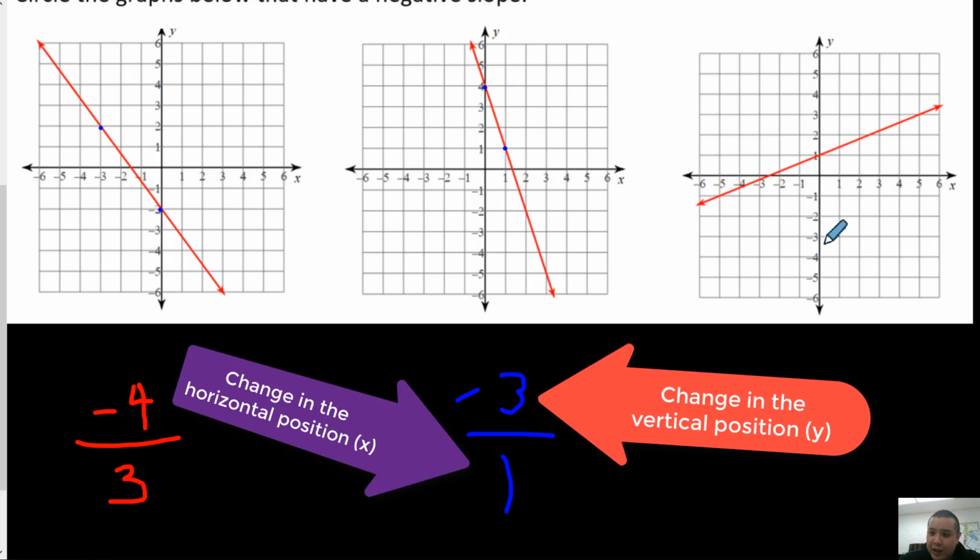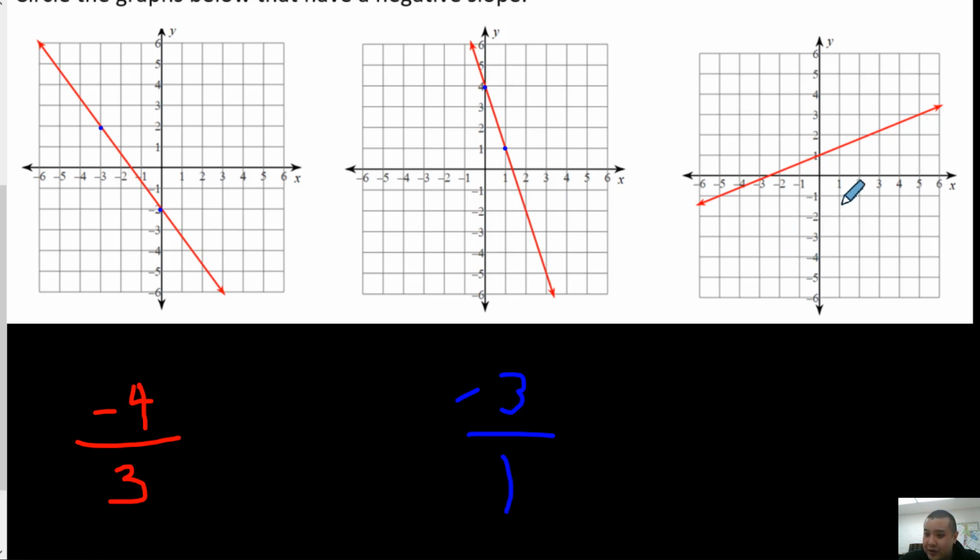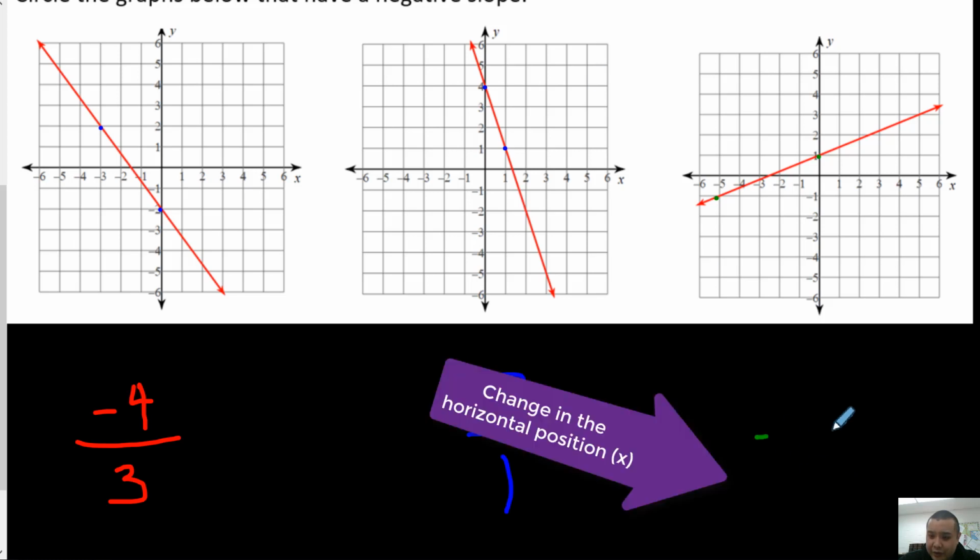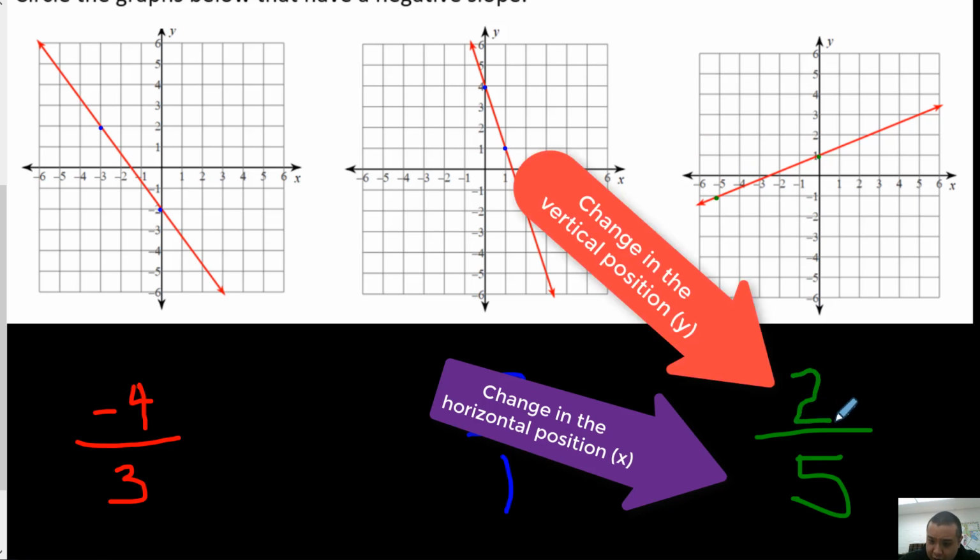Here in the last one, we can see that this is going to have a positive slope, and it's going to be a very small positive slope because we have a point right here and a point right here. So we're going over 5 steps. 5 is going to be our bottom part, and we're going up 2 steps, so that means we're vertically changing by 2, so our slope is 2/5.